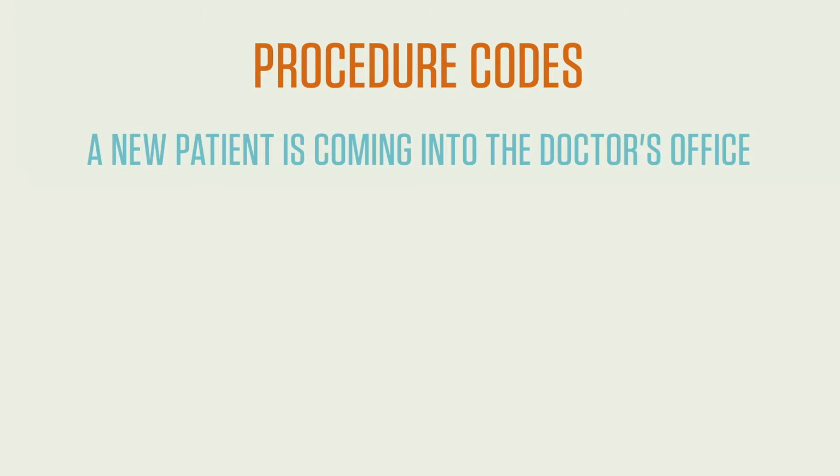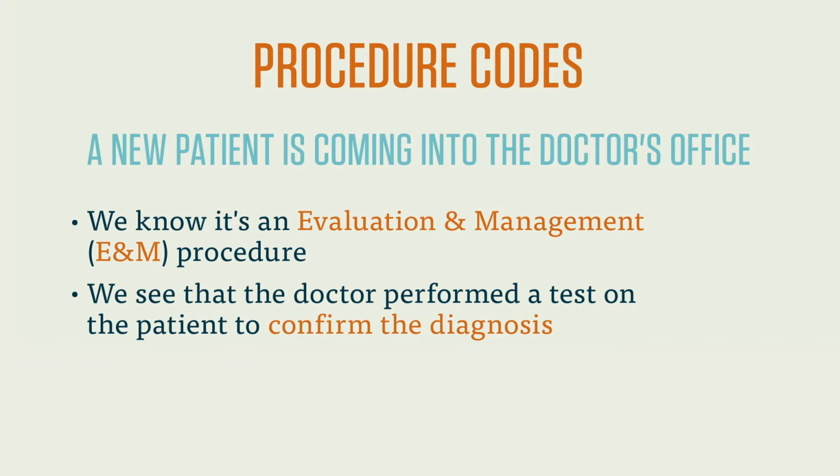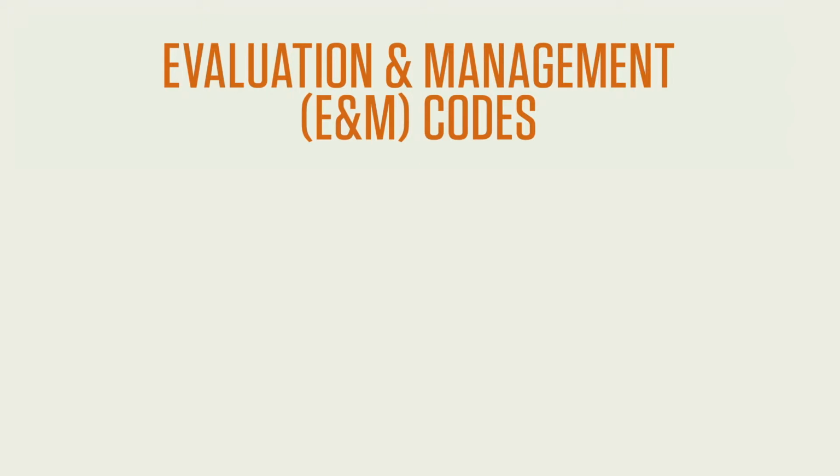Now we get into the procedure codes. There are a couple here. Firstly, since a new patient is coming into the doctor's office with an as yet unspecified condition, we know it's an evaluation and management E&M procedure. Secondly, we see that the doctor performed a test on the patient to confirm the diagnosis. That's a pathology and laboratory test. Let's start with the E&M codes.